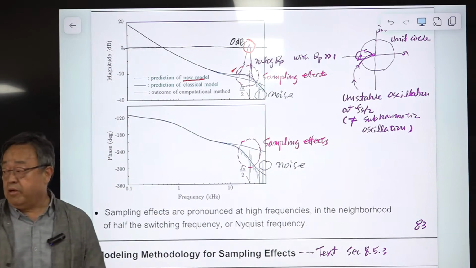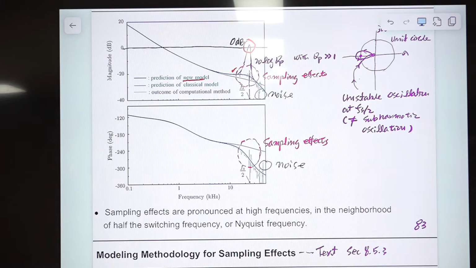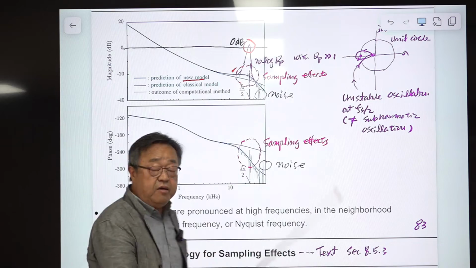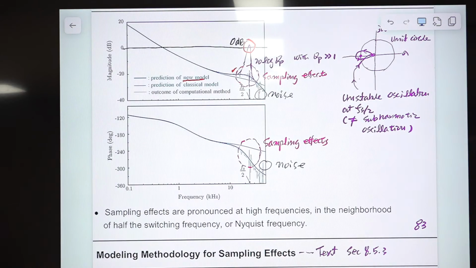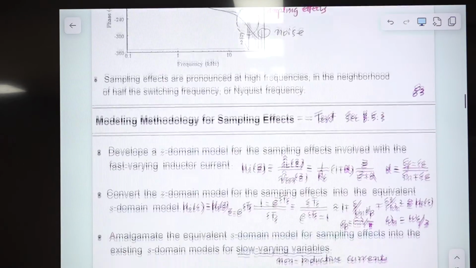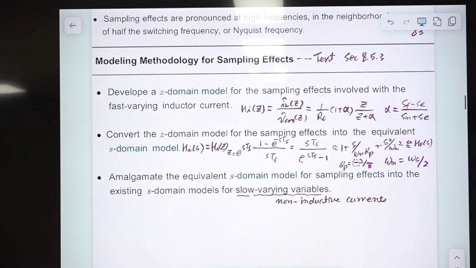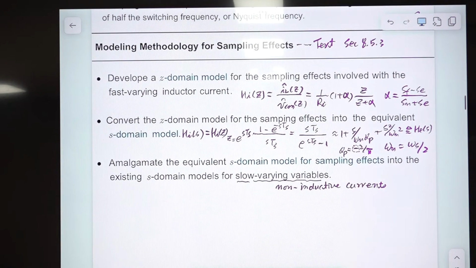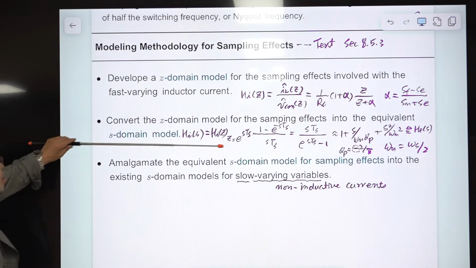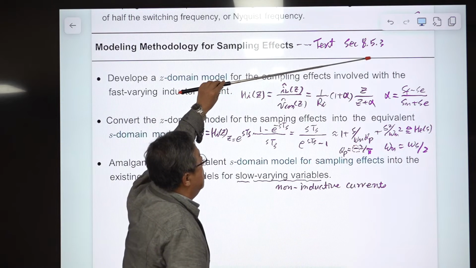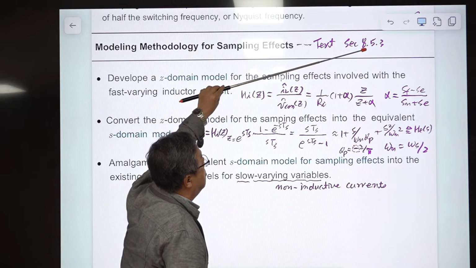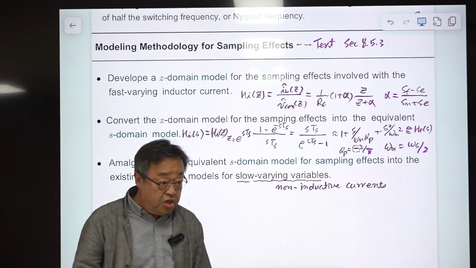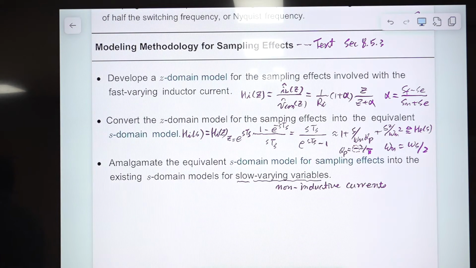All right, but we should model this. Raymond Ridley, that smart guy, proposed a method. The full details about this are written here, Chapter 8, section 8.5.7. Everything is there. This is the summary, a very brief summary of that.